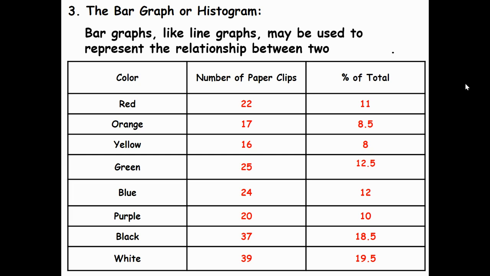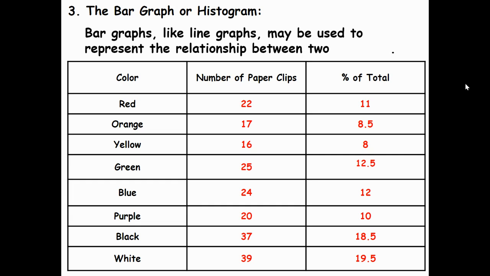And you can see the numbers that we counted up. Just out of curiosity, there's a couple different things we could do with this. We could just simply create a graph showing the number, which we're going to do in a minute, or you could create a graph showing the percentage. So if you figure there's 22 red, 17 orange, 16 yellow, 25 green, 24 blue, 20 purple, 37 black, 39 white, you add those up, that's 200 paper clips. So if 22 are red, 22 out of 200 would be 11%. 17 out of 200 would be 8.5%, and so on. And if you add up all those percentages on the right, that's 100%, because the whole bag represents 100%.